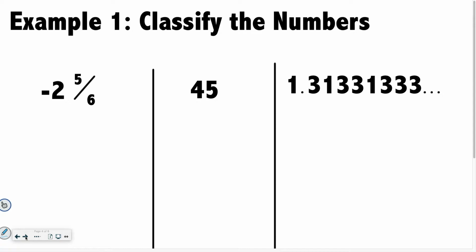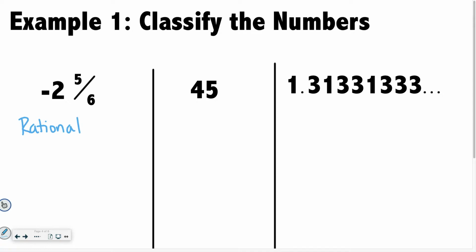Okay, so now let's practice classifying these numbers. So if we look at that very first number, we have negative 2 and 5/6. Okay, so remember, we have a negative. So that means it couldn't be a whole number, right? There's a fraction, so it can't be an integer either. So that means it is just a rational number. And it's rational because it can be written as a fraction.